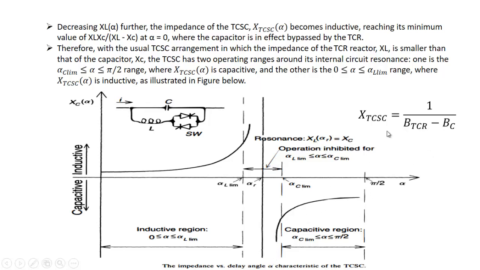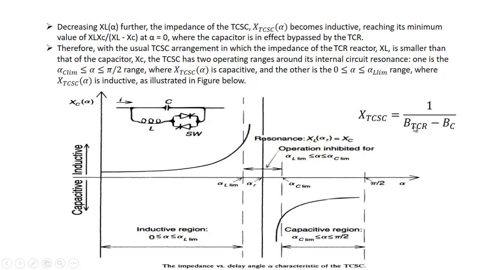Similarly, when BTCR is very close to the value of BC but slightly greater than it, it will have a positive value, going to infinity. Let us explain it. BTCR has its maximum value at alpha equal to 0, and this will be greater than BC, since we make it so by design. So in that case BTCR minus BC will be positive, the overall term will be positive, and inductive in nature.